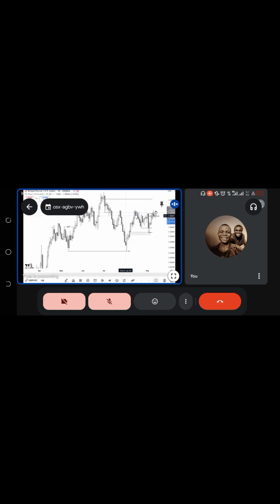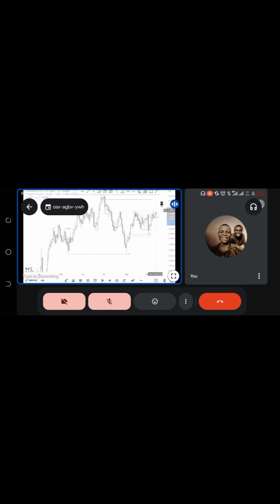Because I understand that the monthly candle closed bullish, and the next month's objective is not to take the low of that monthly candle, but to take the high of the monthly candle. So that was why I named it monthly targets.